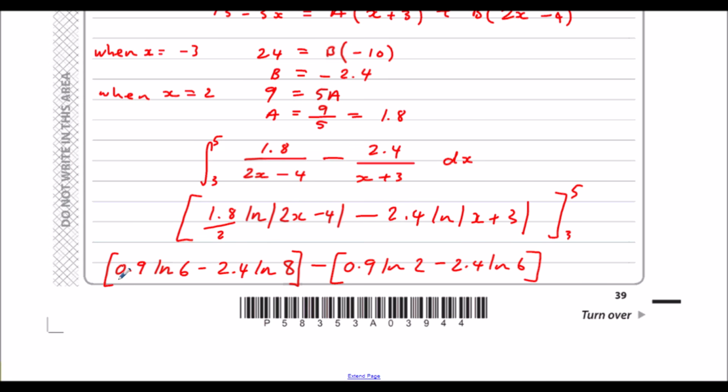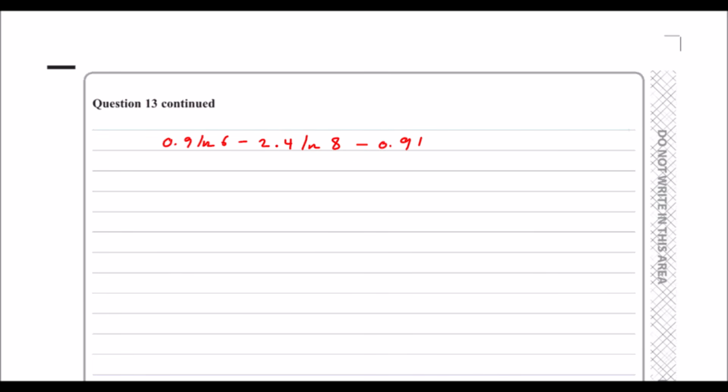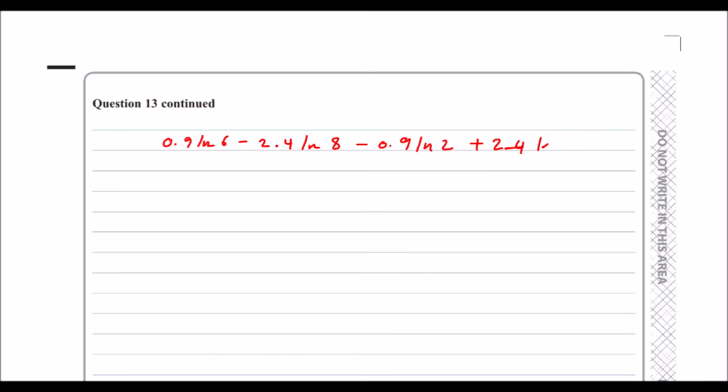So then we need to go over the page. So 0.9 ln 6 minus 2.4 ln 8 minus 0.9 ln 2, and it's a minus minus, so it's plus 2.4 ln 6. Okay, so we can add our ln 6's together. So 0.9 and 2.4 is 3.3, ln 6, minus 2.4 ln 8 minus 0.9 ln 2.